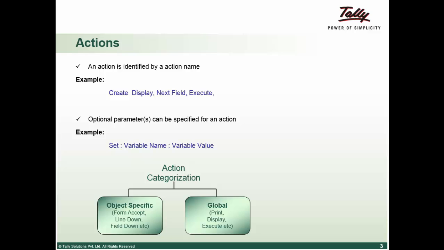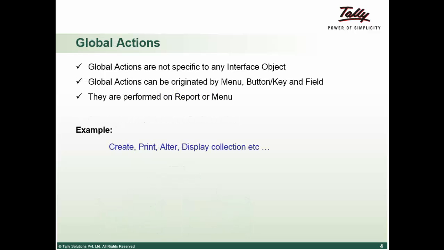Actions can be classified into two broad categories: object-specific actions and global actions. Global actions are not specific to any user interface object. For example, when we say display, what does it display? It displays a report. When I say create, it creates an object and it opens a report. Execute, alter, menu. So when we write menu, it opens a menu. They perform the actions specified irrespective of the user interface. The global actions are performed on a menu or a report.